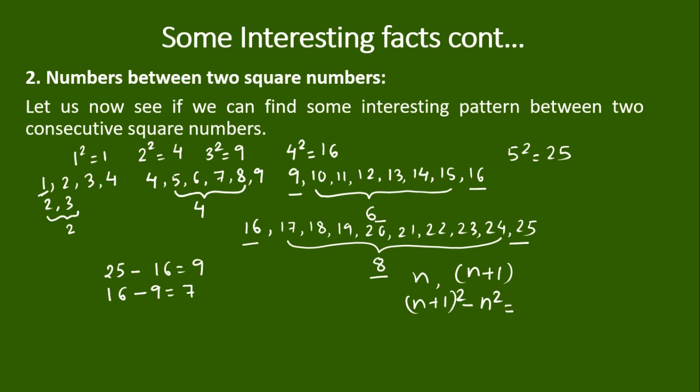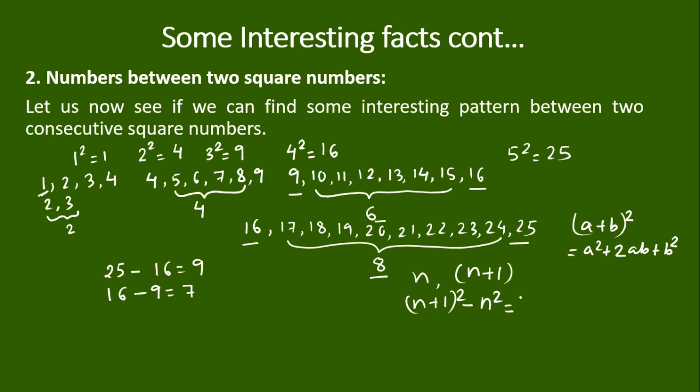For n plus 1 square, we have a formula in algebra. You might know it or not. I'm just telling you the formula, that is a plus b whole square. We have a formula in algebra, that is equal to a square plus 2ab plus b square. I will apply this formula over here.